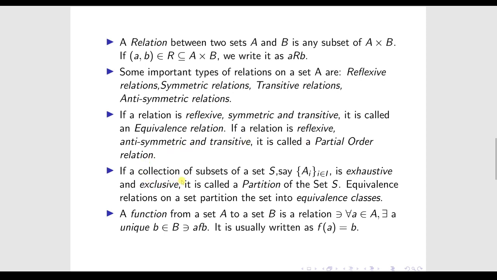If a collection of subsets of a set S, say the set of A_i where i belongs to an indexing set I, is exhaustive and exclusive, it is called a partition of the set S. Equivalence relations on a set partition the set into equivalence classes. A function from a set A to a set B is a relation such that for all a belongs to A, there exists a unique b in B such that a is f-related to b. It is usually written as f of a is equal to b, where f is our function.